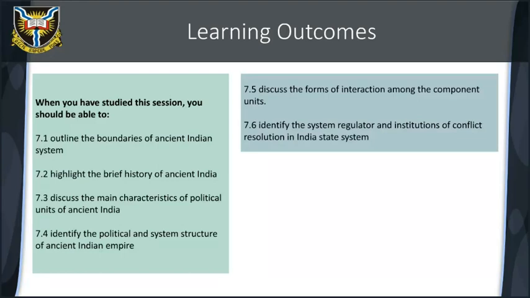Learning outcomes. When you have studied this session, you should be able to: 1. Outline the boundaries of the ancient Indian system. 2. Highlight the brief history of ancient India. 3. Discuss the main characteristics of political units of ancient India.